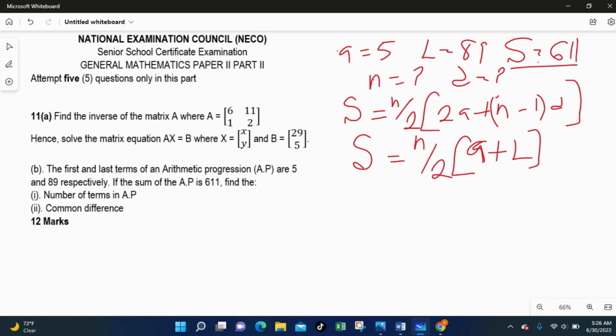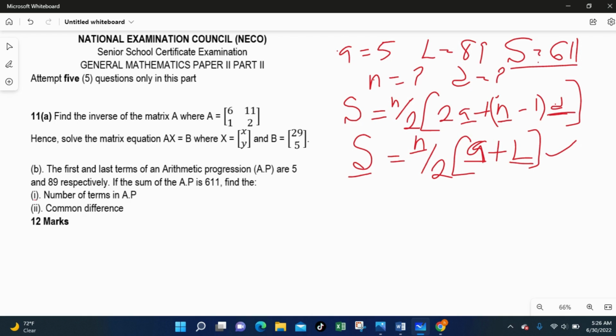Now, the one we want to apply is the second formula, because we have the first term, we have the last term, we don't have the number of terms, and we have the sum. We don't know the common difference, so we can't use the first formula, which needs the number of terms and the common difference. So this equation is the best equation to use.